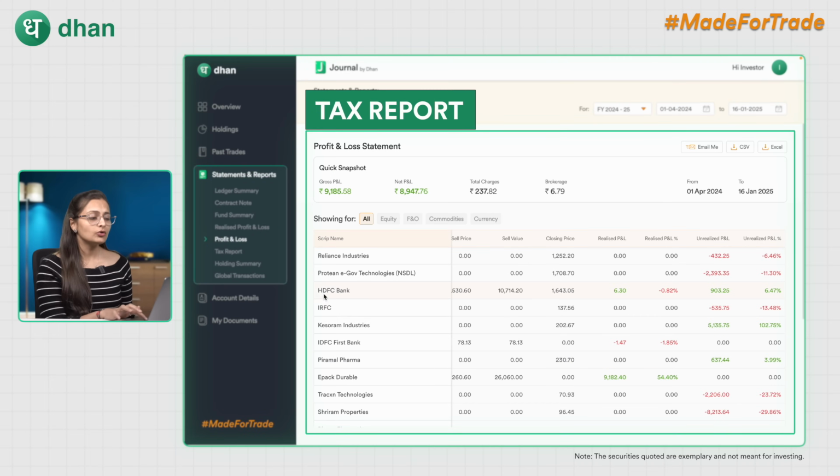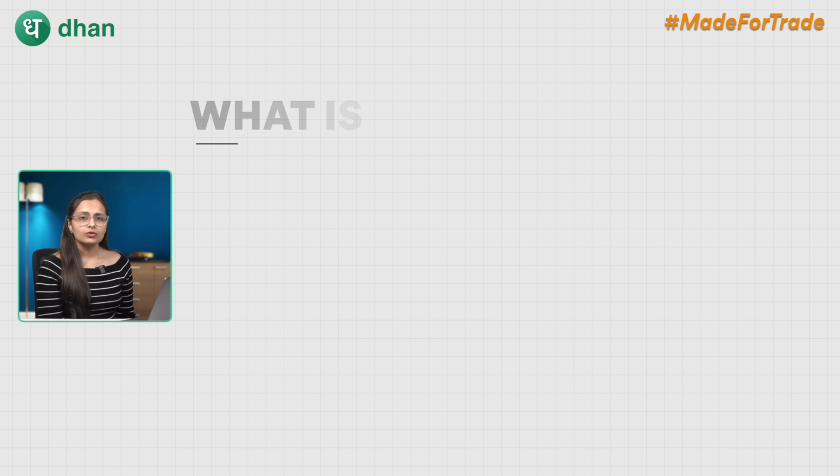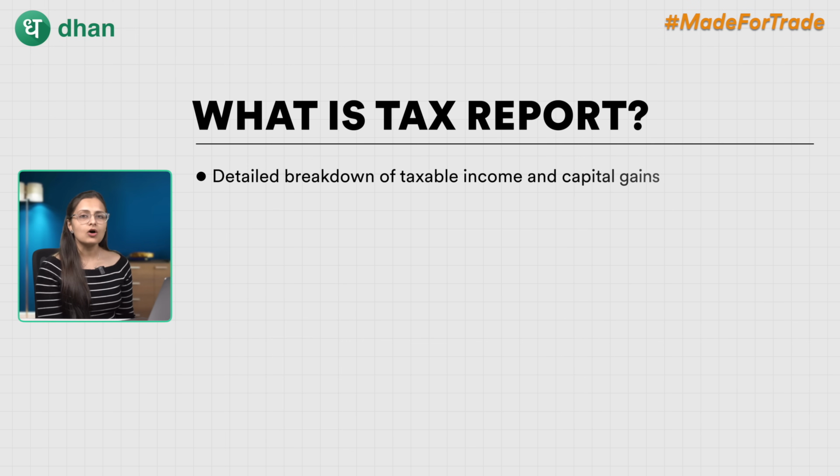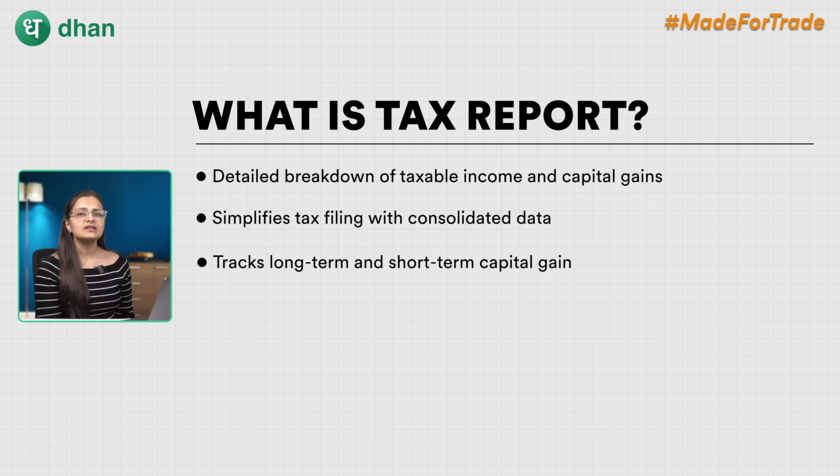Coming over next to tax report. What is tax report? It provides a detailed breakdown of your taxable income, capital gains and all your financial data needed for filing taxes. It simplifies the tax filing process by consolidating everything in one place, ensuring compliance with tax regulations. Capital gains statement tracks long-term and short-term capital gains.